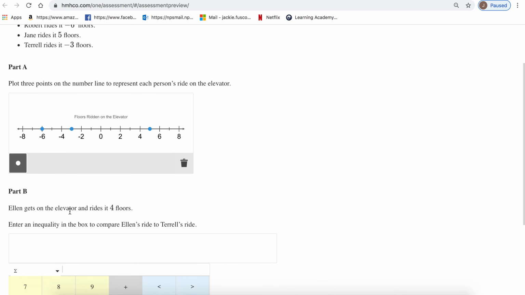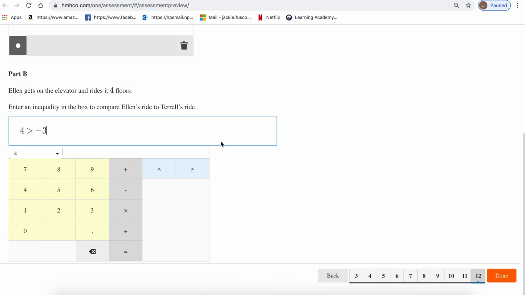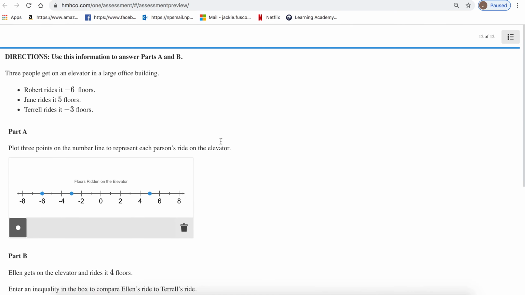Now Ellen gets on the elevator and rides it 4 floors. Enter an inequality in the box to compare Ellen's ride to Terrell. So remember, Terrell is here, and Ellen rides it to 4. So Ellen's 4 is greater than Terrell's -3, because -3 is smaller than 4. Okay? Then that would be the end of the test.